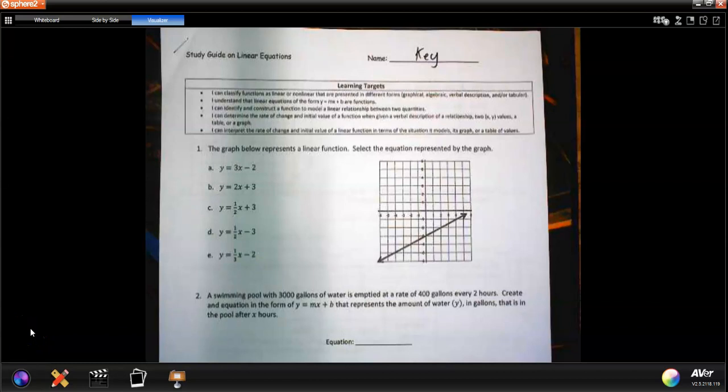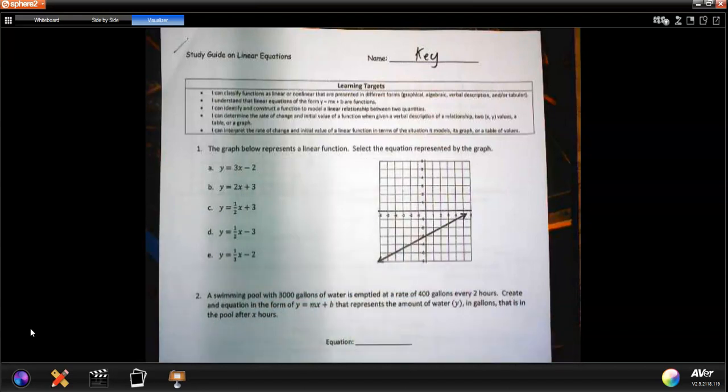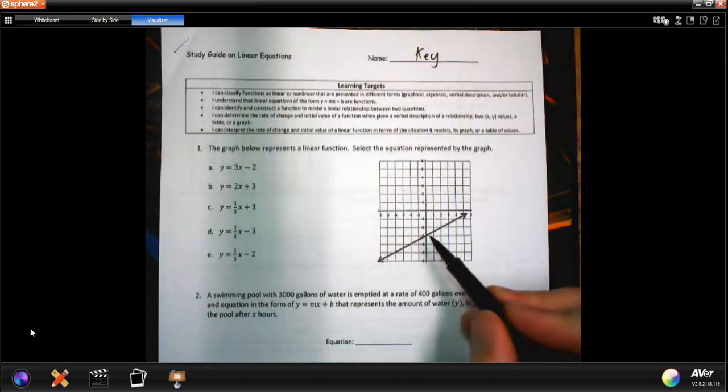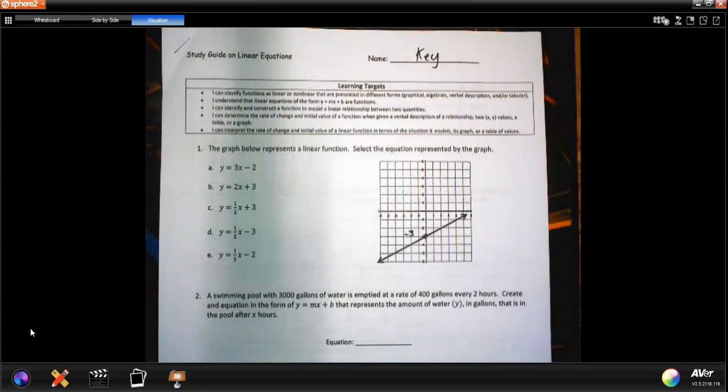All right, guys, here's how you do the study guide for the linear equations test. It says the graph below represents a linear function. Select the equation that is represented by the graph. So we got to look here. It starts here at -3, right? It starts here at -3.